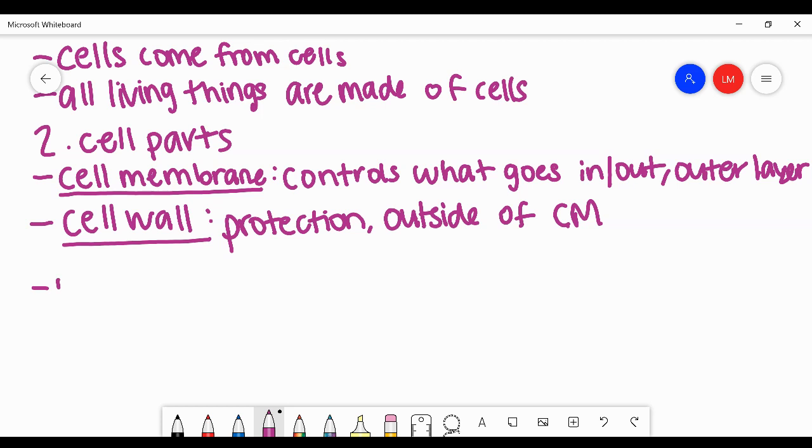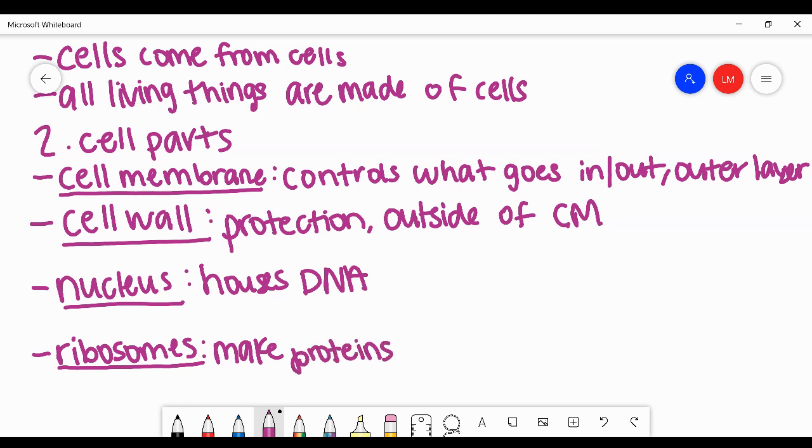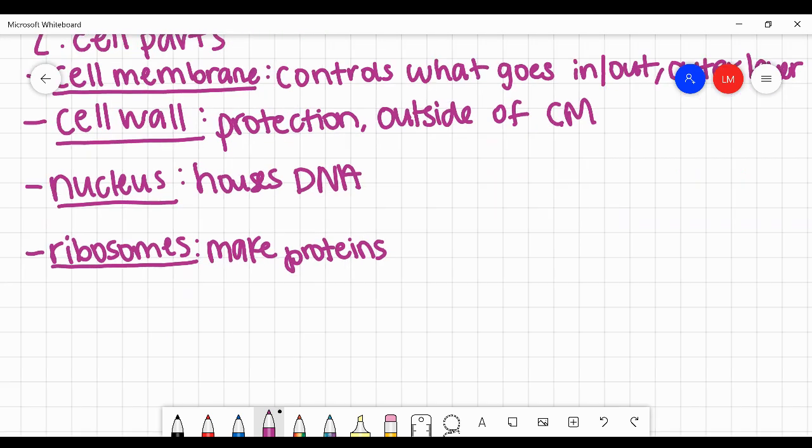Next is the nucleus. The nucleus houses DNA for some cells. All cells ever in the world have ribosomes that make proteins. Moving on.